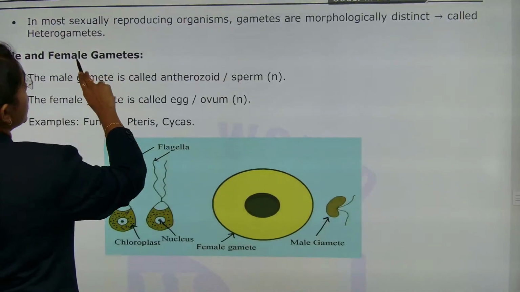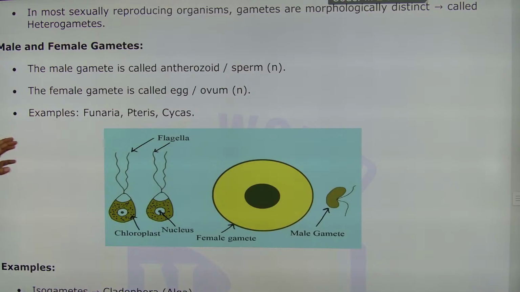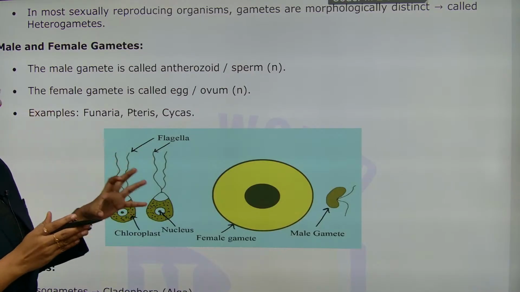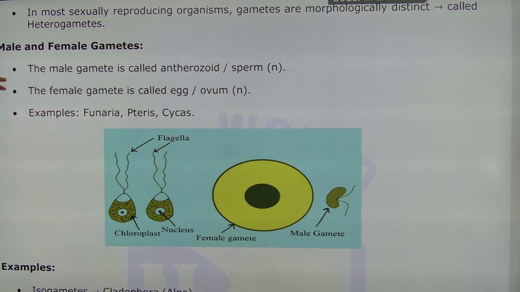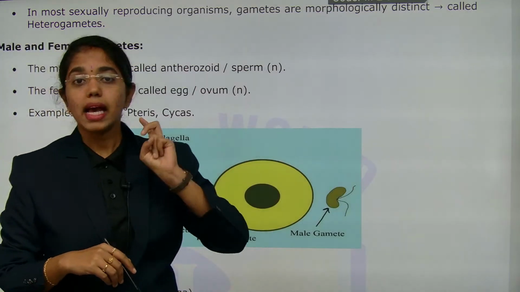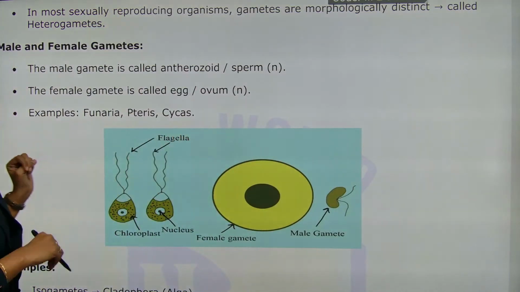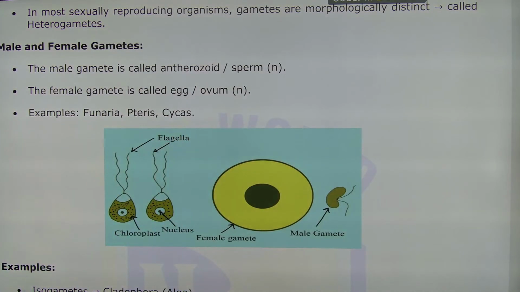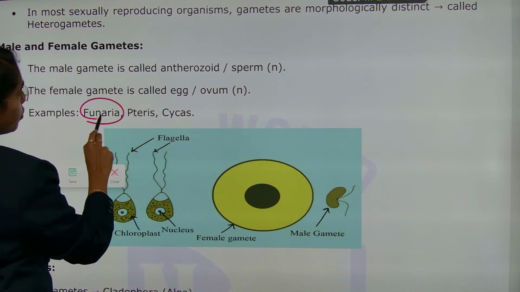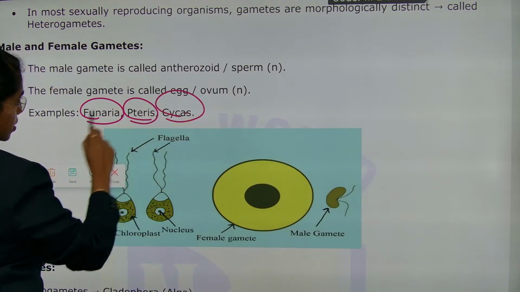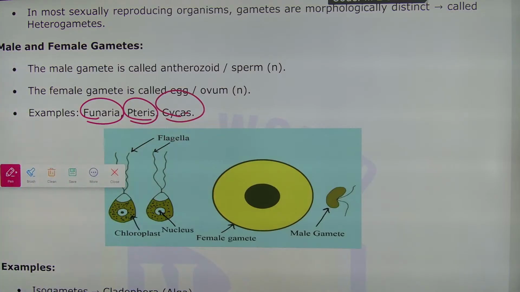Next, in most sexually reproducing organisms, gametes are morphologically distinct, meaning they are separate, distinct from each other. They are called what? Heterogametes. Highlight the terms homogametes and heterogametes, that is important. Next, male and female gametes. The male gamete is called anthrozoid or sperm and the female gamete is called egg or ovum. For example, you see it in Funaria, Pteris and Cycas. Fine, right? Male gamete and female gamete.